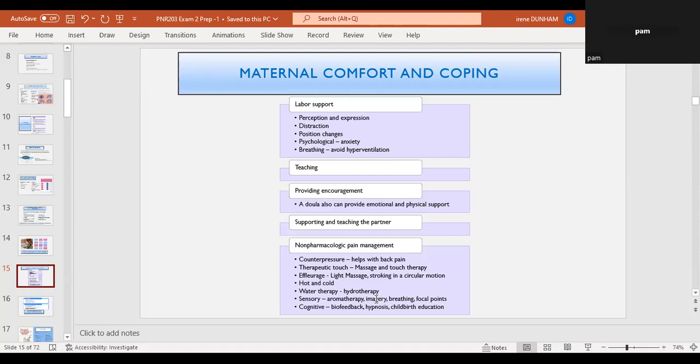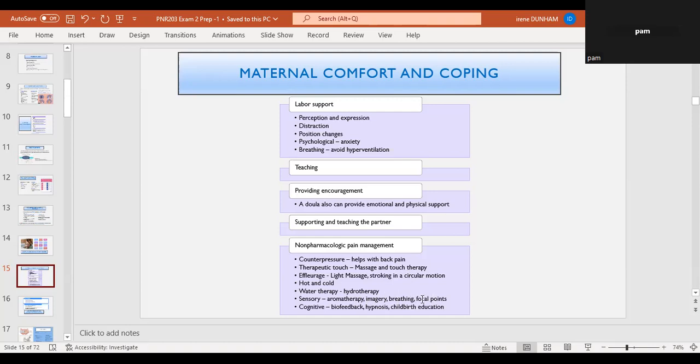Imagery. I use a lot of imagery with my patients to help them understand how the cervix dilates and opens up. I compared it to a rose. A beautiful rose, how you can see how the petals would just open up beautifully. And they usually get that imagery. And breathing techniques I talked about, and of course focal points.